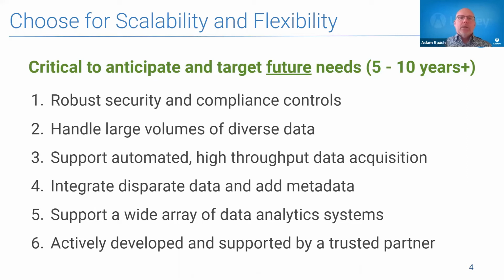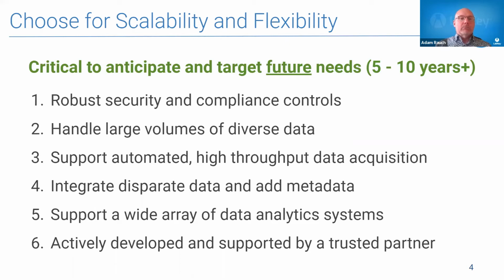So I've outlined 6 different areas or 6 different axes that I think are useful for evaluating scalability and flexibility of these systems. So first, robust security and compliance controls. I put that first because if you miss the mark on this one, it's game over, right? You can't install a system that doesn't meet the security requirements and the compliance requirements of your institution or of the regulators in your area. So that's kind of job one.